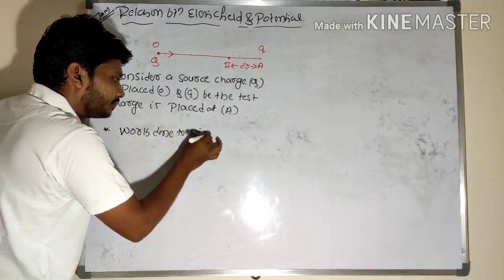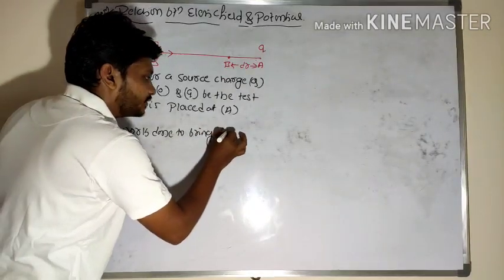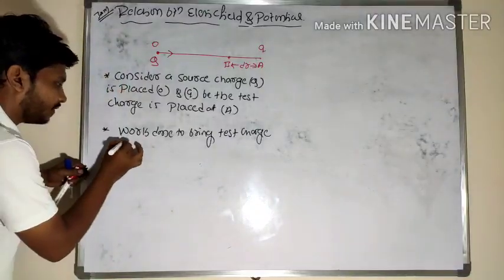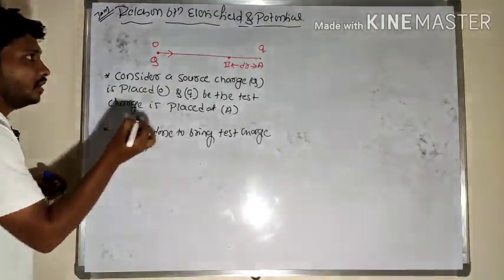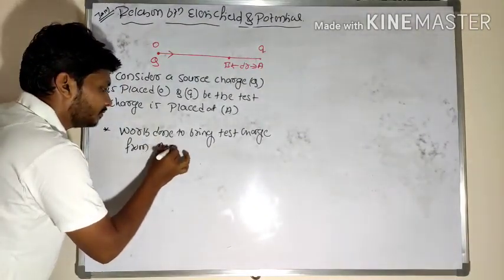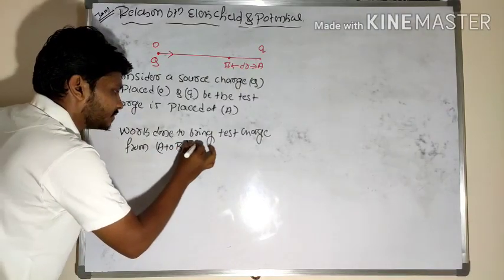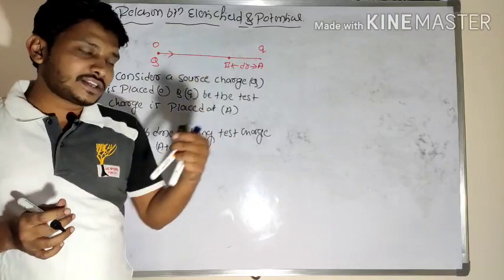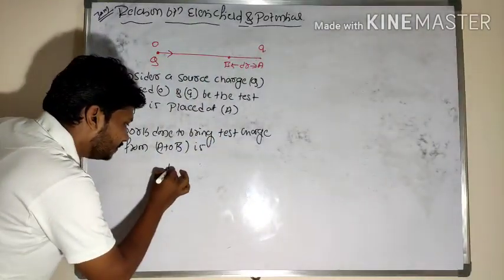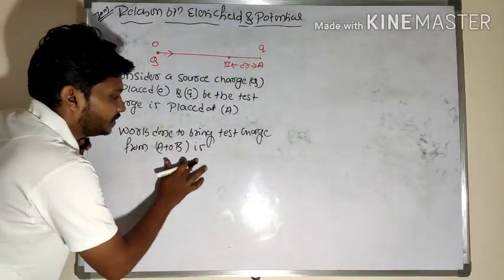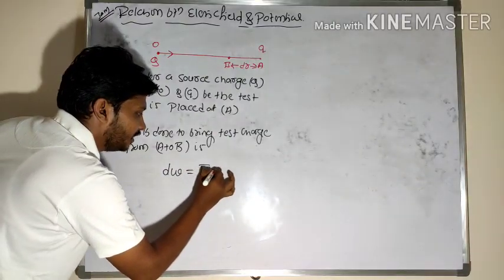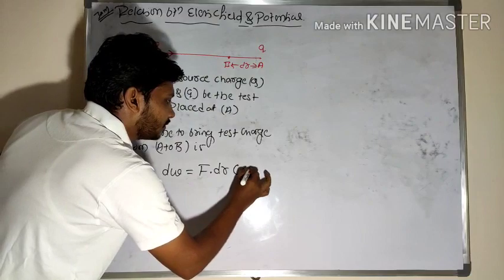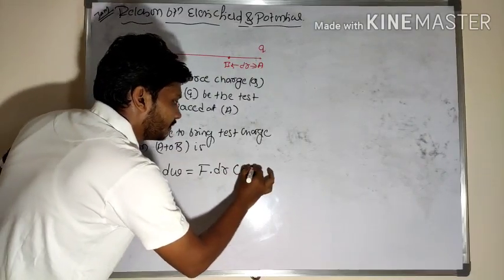to bring the test charge from A to B is, so what is the generalized formula for work done? W is equal to F into S cos theta. So dW is equal to force F into displacement, shall I take it as d of r, into cos theta.